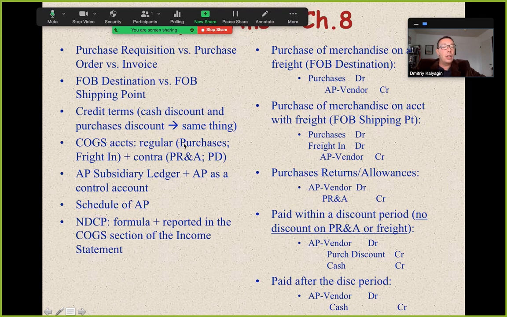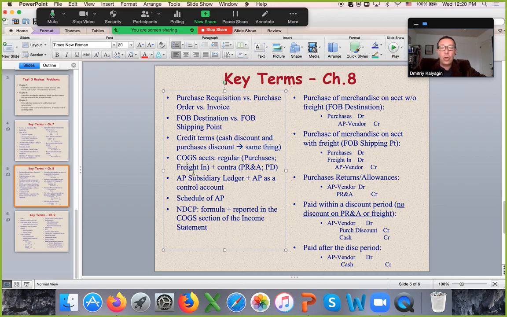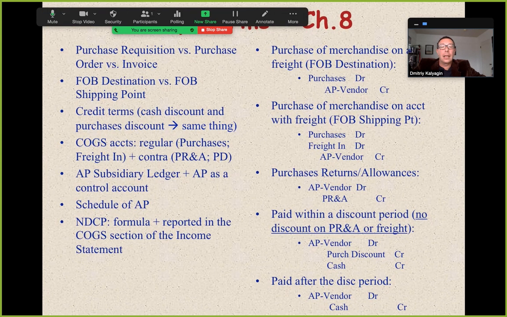You have 2 regular accounts titled purchases and another one, freight in. And then 2 contra COGS accounts, contra cost of goods sold accounts: purchase returns and allowances, normal credit balance, and purchase discounts. We've briefly looked at the accounts payable subsidiary ledger. You prepared the schedule of accounts payable, and we calculated so-called NDCP, the net delivered cost of purchases.